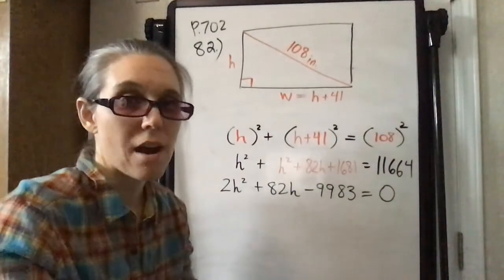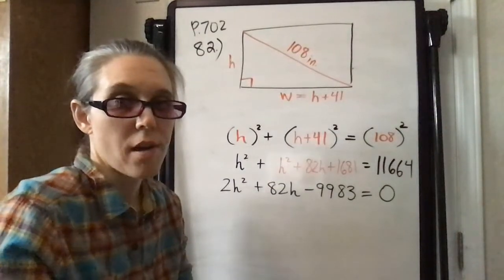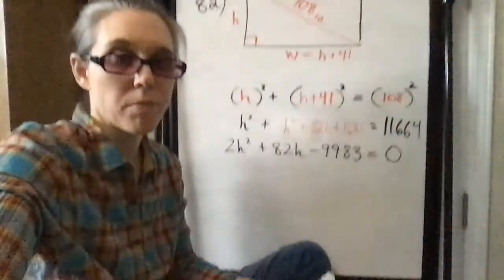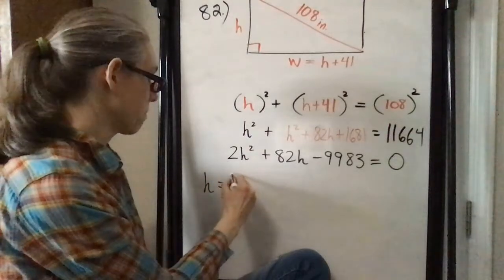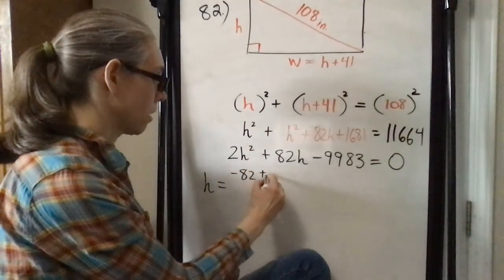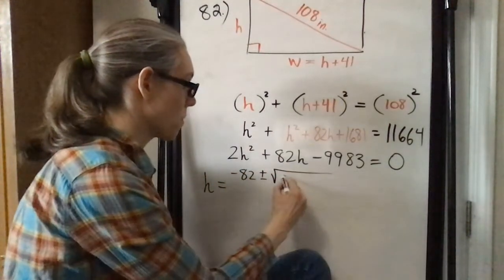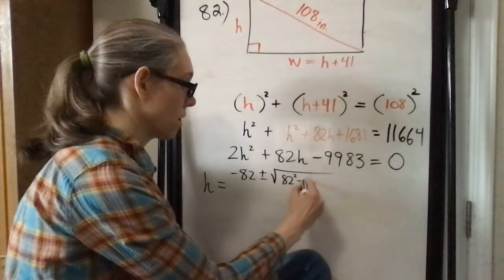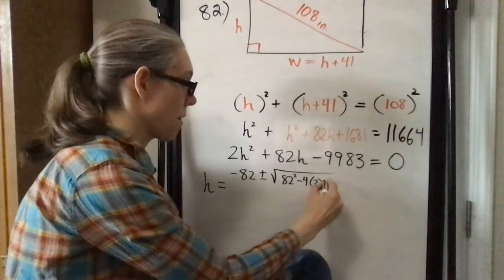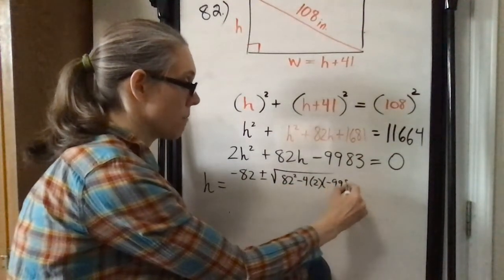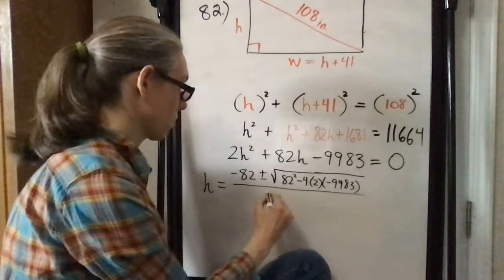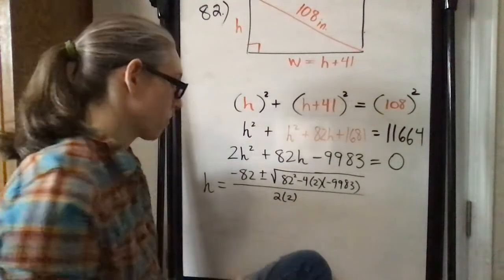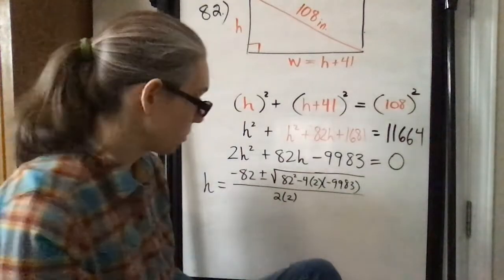Okay, so now I am set up to use the quadratic formula. h is equal to negative b plus or minus the square root of b squared minus 4ac, all over 2a. Simplifying.